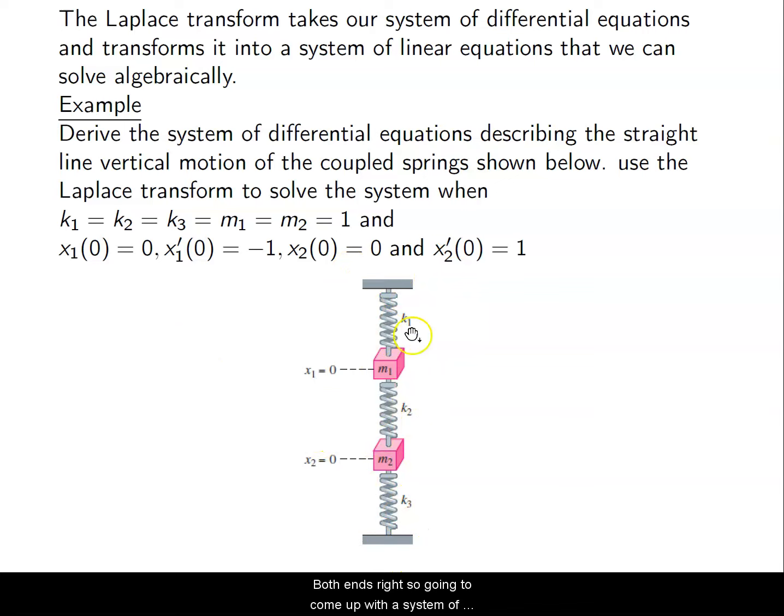So we're going to come up with a system of equations to model x1 and x2, obviously, which are our functions, which tell the position of the masses at a certain time t. And we're going to take that system and solve it with the Laplace transform. Okay, so here we have really, really nice values for my masses and for my spring constants. All of the spring constants are 1 and the mass of all of these blocks are 1. And we have some initial conditions.